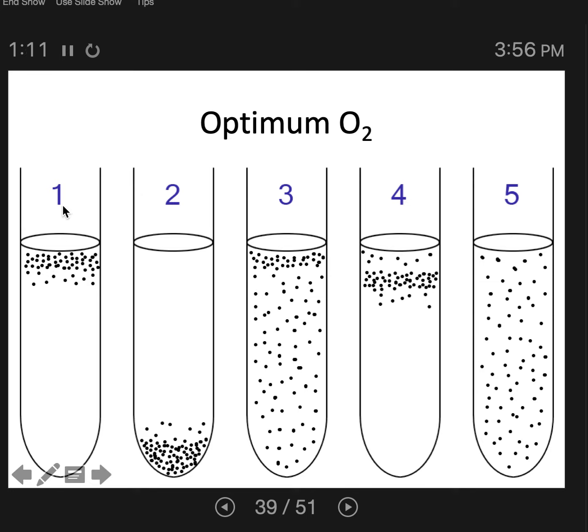So in test tube 1, we have obligate aerobes. Test tube 2, obligate anaerobes. We'll go through each of these in a moment. Test tube 3, facultative anaerobe. Test tube 4, microaerophiles. And test tube 5 are called aerotolerant anaerobes. I will go through each one of them.